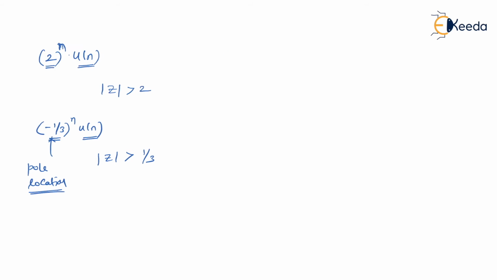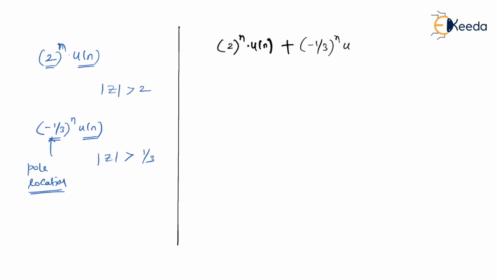Similarly, when you had a combination of these two, that is 2^n u[n] plus (-1/3)^n u[n], then you had two ROCs, mod of z greater than 2, mod of z greater than 1/3. Then please remember that you have to always take the outermost point or outermost circle. That is, here I'm taking one circle of radius 2 and the ROC is outside, or outward.